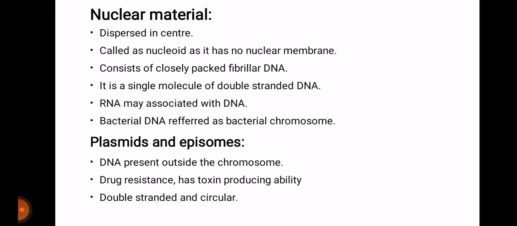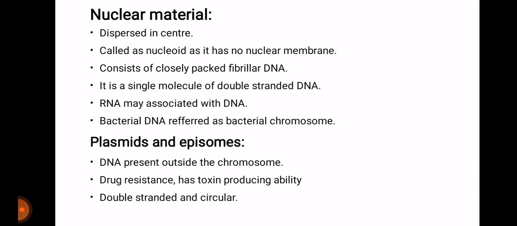So, the next one is nuclear material. The nuclear material is dispersed in the center of the cell. It is called a nucleoid because it has no nuclear membrane and does not contain a nucleolus. The nucleoid consists of closely packed fibrillar DNA. Studies indicate that it is a single molecule of double-stranded DNA. RNA may also be associated with the DNA. The bacterial DNA molecule is often referred to as the bacterial chromosome.